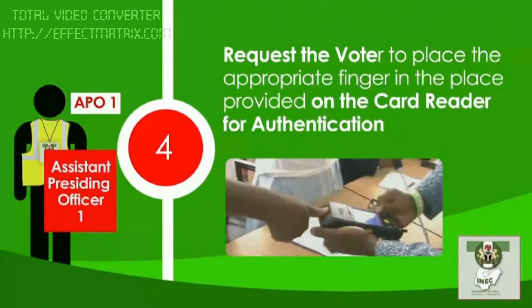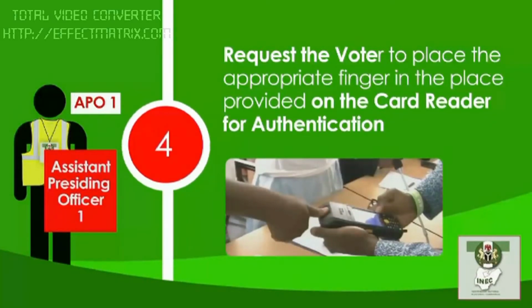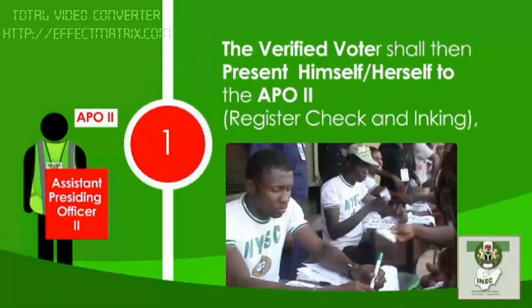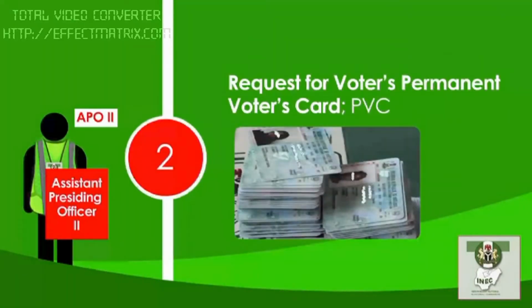Request the voter to place the appropriate finger in the place provided on the card for fingerprint verification. After verification of the voter by the card reader, APO1 shall proceed to document the gender of the voter and indicate, where applicable, any physically challenged person using the Voter Information and Statistics Form EC40J. The verified voter shall then present himself or herself to the APO2, register check and inking, who shall request for his or her permanent voter's card.